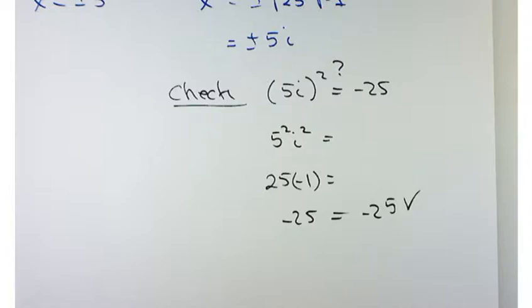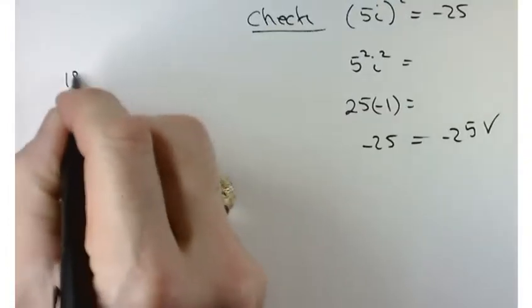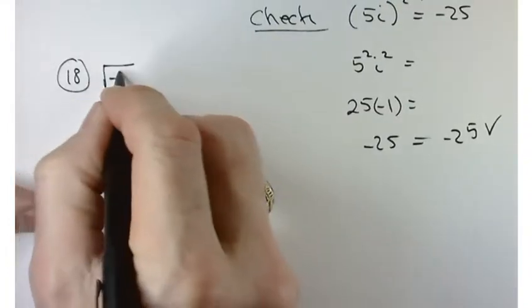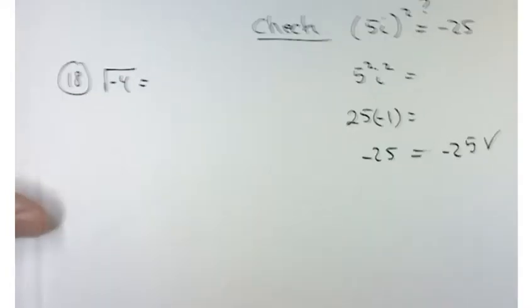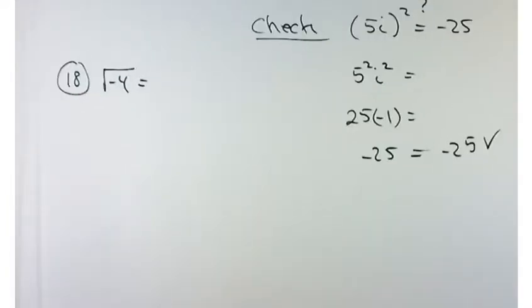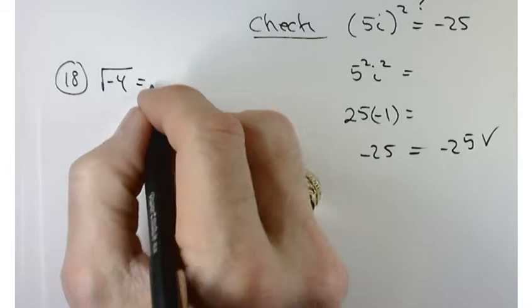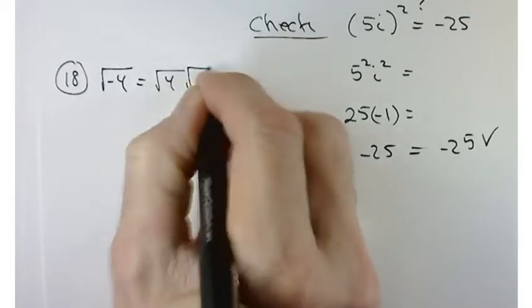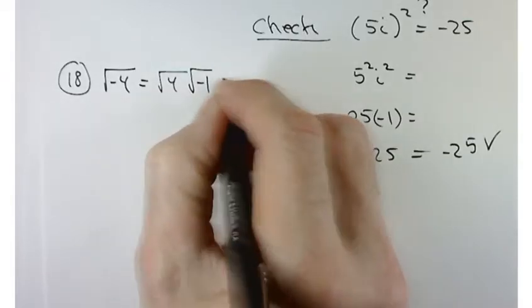So let's play around with this a little bit more. Try and get comfortable with this idea of i. Whenever you're working with a negative underneath the square root, split off that negative right away. Do not do anything else first. Do not pass go. Do not collect $200. Split off the square root of -1. So I'll write that as the square root of 4 times the square root of -1.